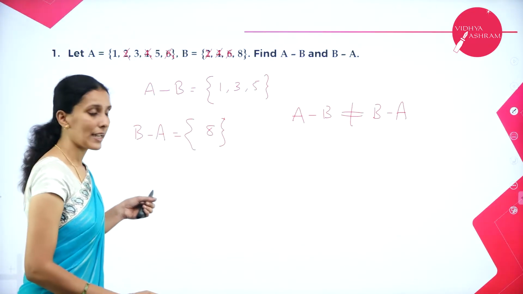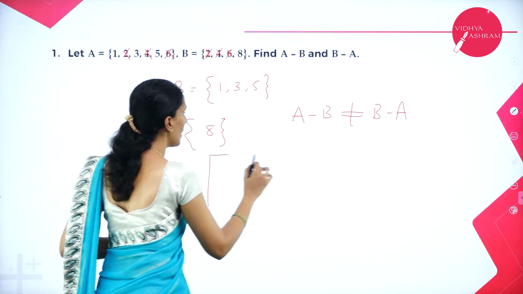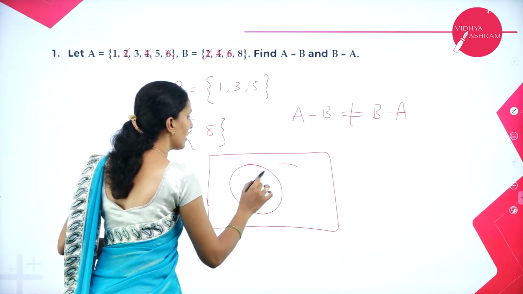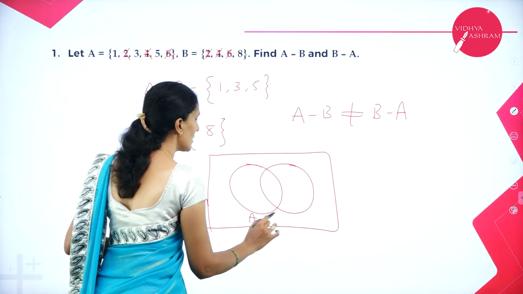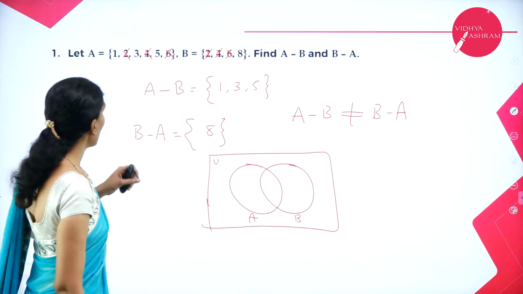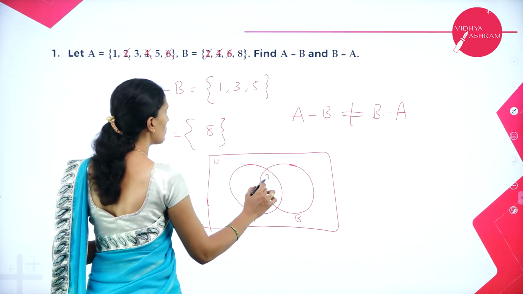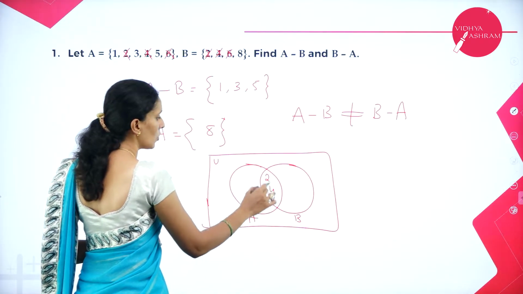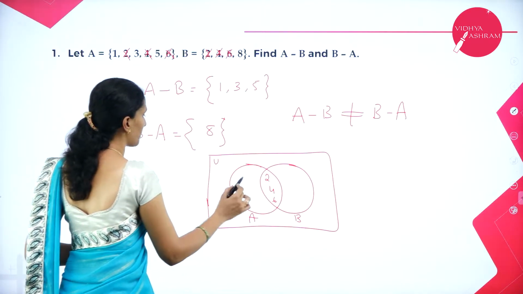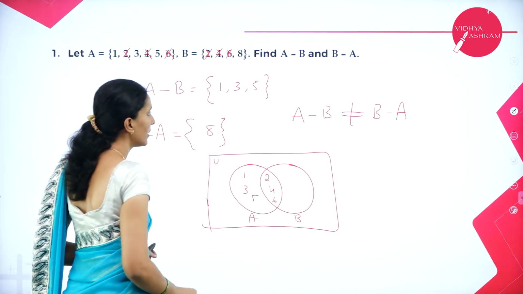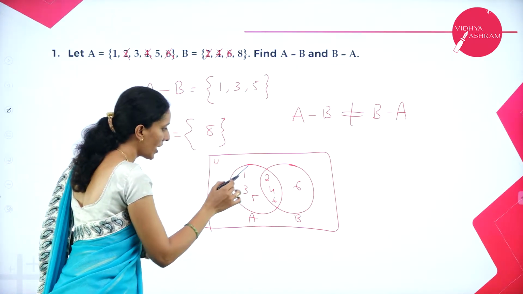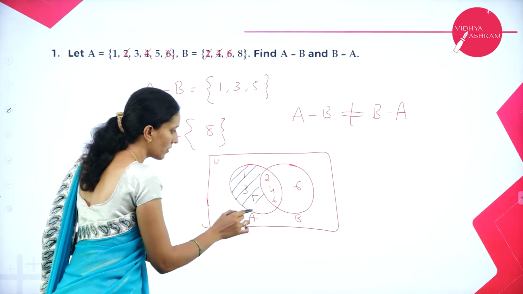If you represent this in a Venn diagram, this is your universal set, this is your set A, this is your set B. What are the elements which are in common? 2, 4, 6. So 2, 4, 6 are in common, so we will write inside the overlapping region. Then 1, 3, 5, and here you have 8. So you can shade only this region, which I am shading.